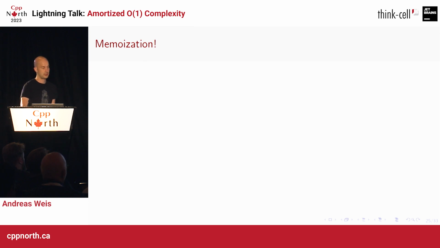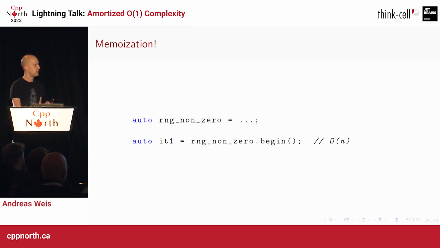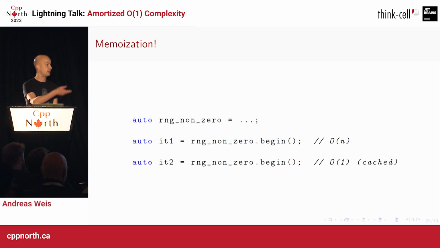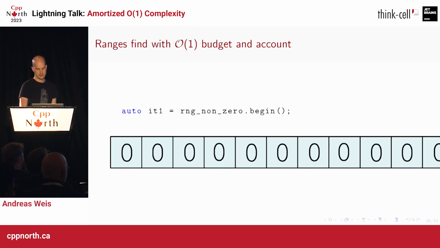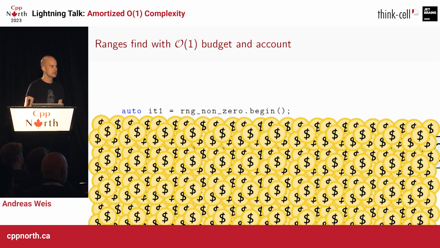But the filter view also has memoization. What that means is that the first call to begin is actually going to cache the result, and then if I do subsequent calls to begin, they're able to return just the cached result in constant time. So let's do the amortized analysis for this. I start out with this vector with 1,000,000 elements, and then I have to pay 1,000,000 coins to iterate over all the zeros, and yeah, that actually doesn't work.